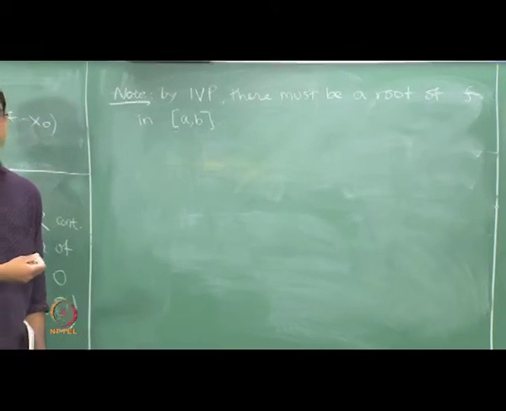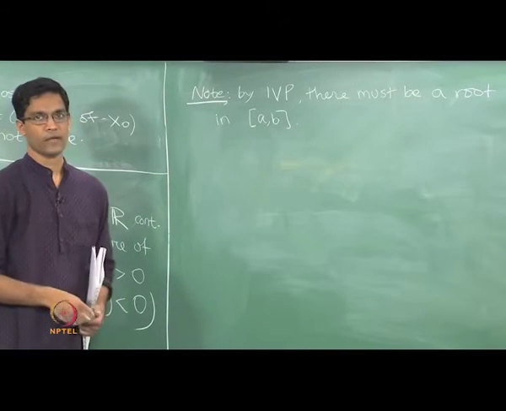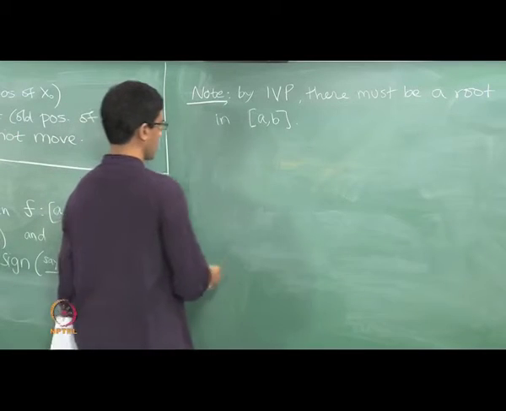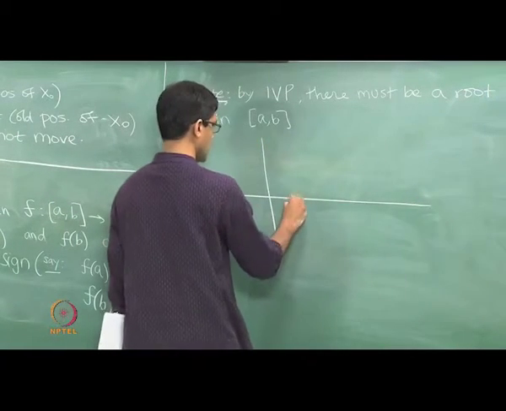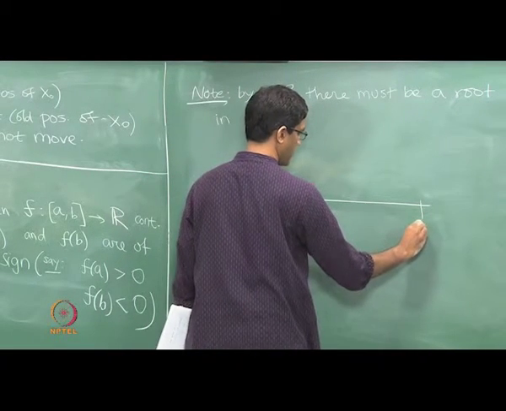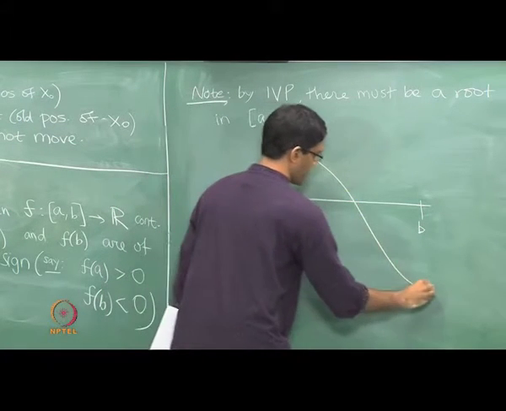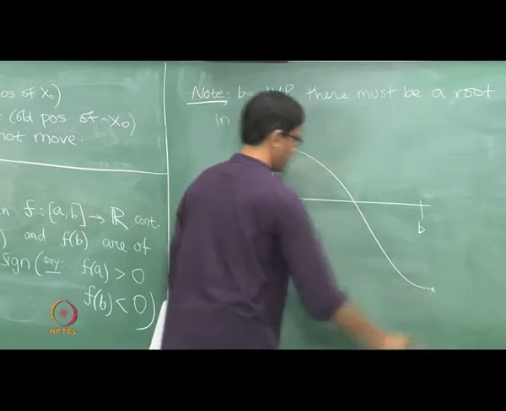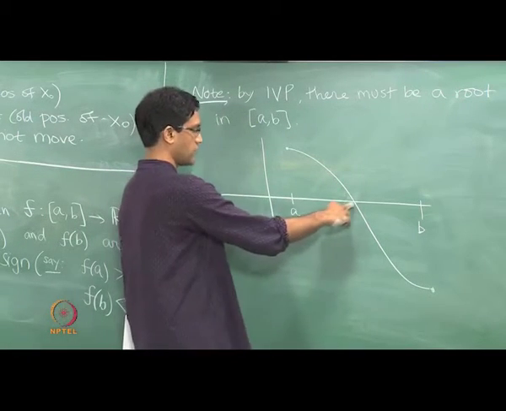Now the question is, how do we find this root to some given degree of accuracy? So we just want to figure out a way of determining this root. So here is the idea. There must be a root between a and b, and what do we assume? F of a is positive and let us say f of b is negative. So this is say how the graph might look, and we are trying to find that point.